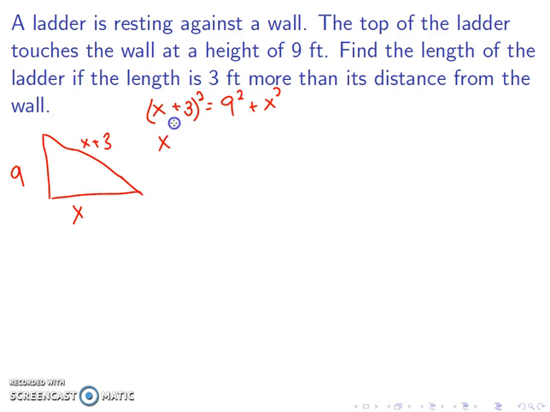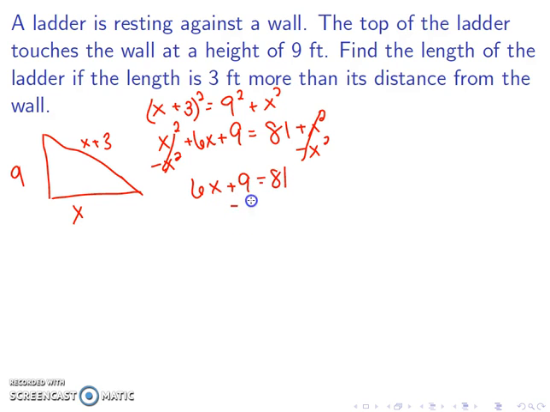Multiplying out the left gives me x squared plus 6x plus 9. On the right I have 81 plus x squared. I can subtract x squared from both sides and see that they both cancel. So I have 6x plus 9 is equal to 81. Subtracting 9 from both sides gives me 6x is 72. And dividing by 6, x is 12.